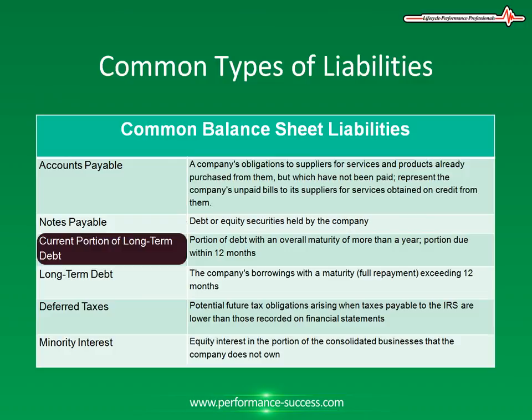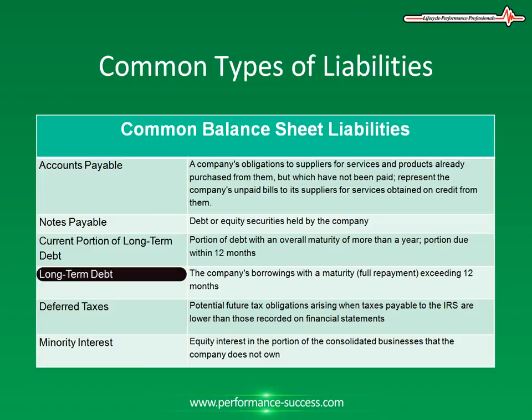Next, you have current portion of long-term debt. This is the portion of debt with an overall maturity of more than 1 year, the portion due within 12 months. The next type of liability is long-term debt. This is the company's borrowings with a maturity, full repayment, exceeding 12 months.